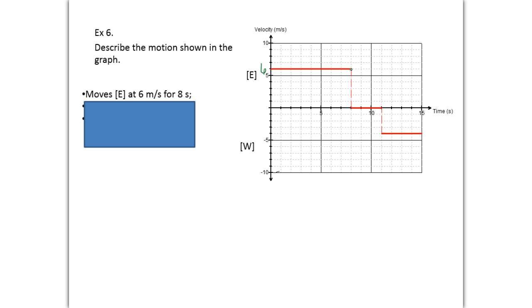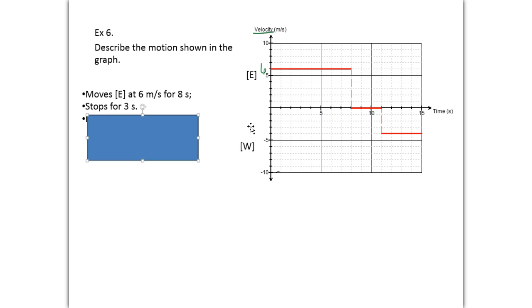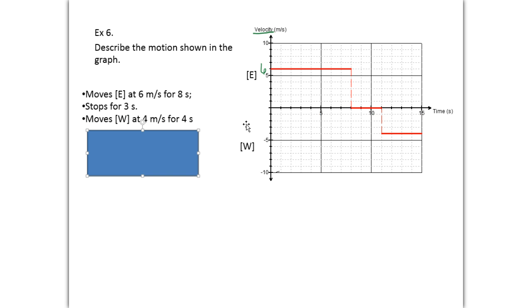Looking back here now, the velocity of the object, and again this is a velocity time graph, so be very careful to read your axis. Velocity immediately drops to 0, which means it stopped, and it stopped for 1, 2, 3 seconds. And after that, the velocity becomes negative, and it's -4, which means it's moving west, and it's doing so for 1, 2, 3, 4 seconds. So it moves west at 4 meters per second for 4 seconds.